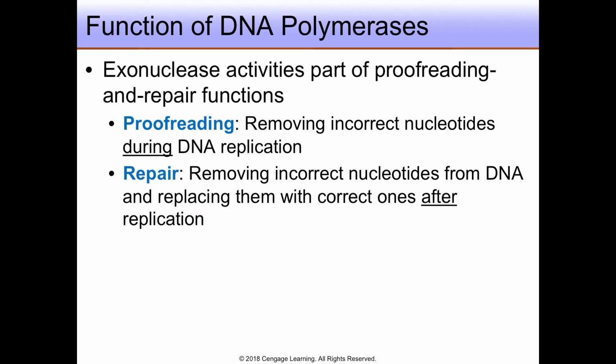In the table we examined in an earlier slide, we saw that some polymerase enzymes possess exonuclease activity. This is an important part of maintaining the fidelity of the replication process. This allows DNA polymerase III to remove incorrectly incorporated nucleotides as part of the proofreading process that occurs during replication.